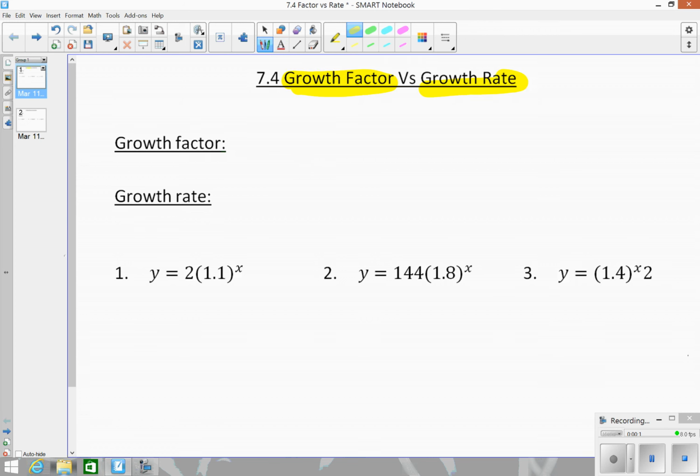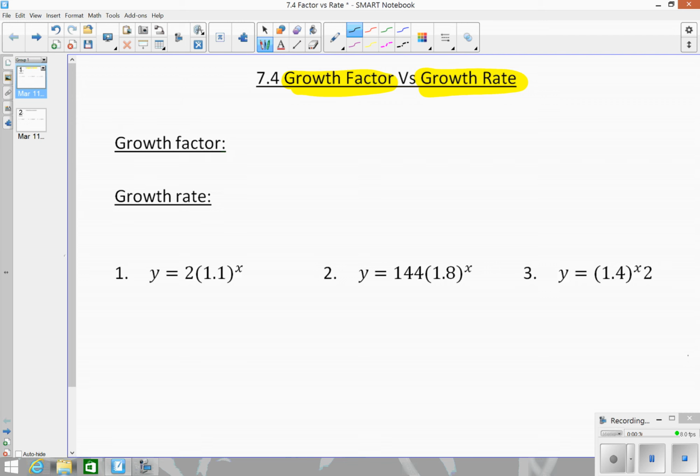Today we're going to be dealing with growth factor and growth rate, the difference between the two. The first thing we're going to be talking about is exponential growth, and we're going to do the same thing with decay. So there's two parts of today's lesson. That's a quick lesson. I'll show you a couple of examples, and then you guys can go through a bunch of practice problems on your own.